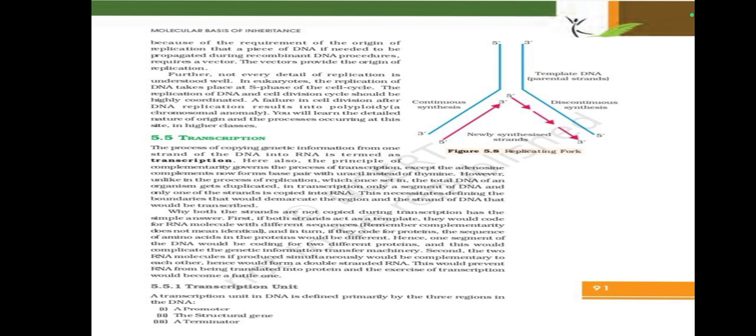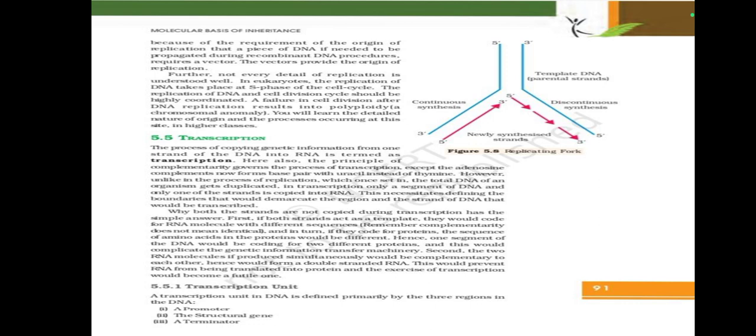Further, not every detail of replication is understood well. In eukaryotes, the replication of DNA takes place at the S phase of the cell cycle. The replication of DNA and the cell division cycle should be highly coordinated. A failure in cell division after DNA replication results in polyploidy, a chromosomal anomaly. Now you will learn the details, the nature of the origin and the processes occurring at this site, in higher classes.